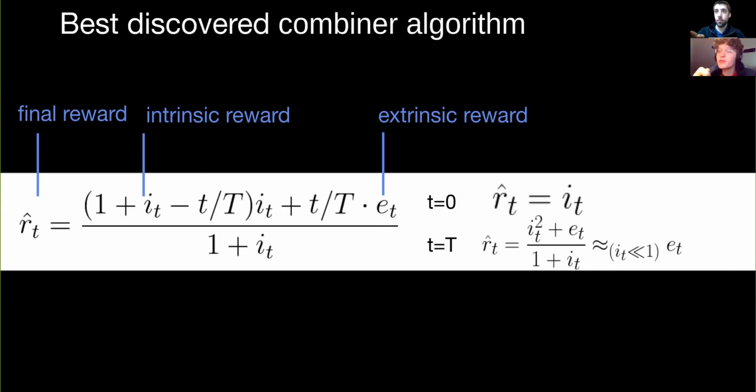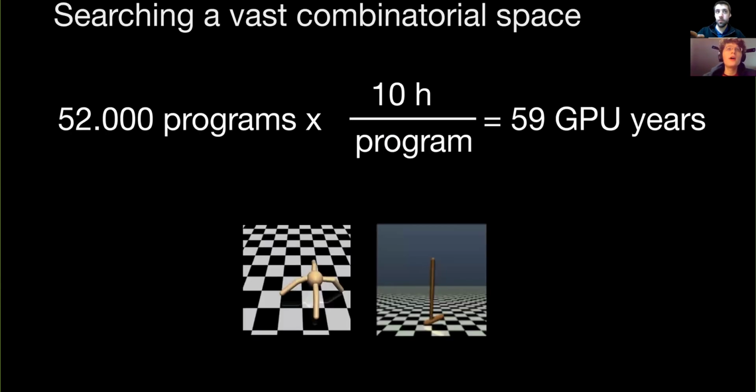So we can then take this reward combiner algorithm and combine it with the best program that emerges from our curiosity program search. However, the curiosity program search is over an even larger space of programs, and this space is actually rather large. It consists of 52,000 programs overall, and if we tried to run each of these programs in some complicated domain, such as Mujoco Ant or Mujoco Hopper, then we estimate that this search process would have taken around 59 GPU years.